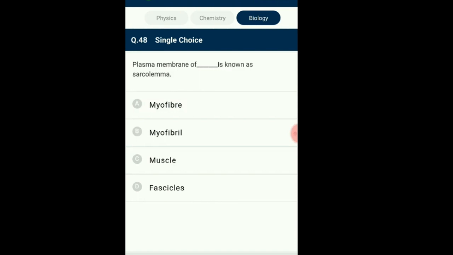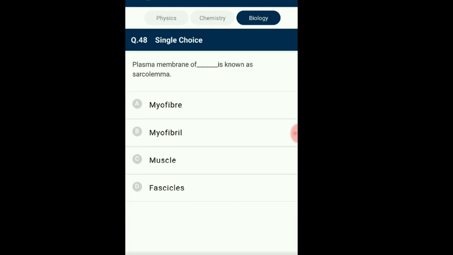Question number 48. Plasma membrane of muscle fiber is known as sarcolemma. Each muscle fiber is covered by a plasma membrane known as sarcolemma. Muscle fiber is a syncytium, that is, a multinucleated condition, and it has cytoplasm. It is generally called sarcoplasm.